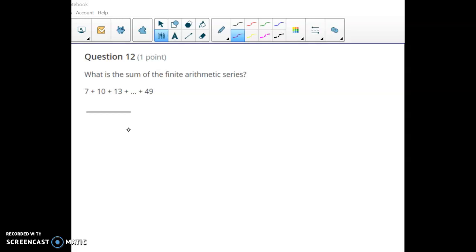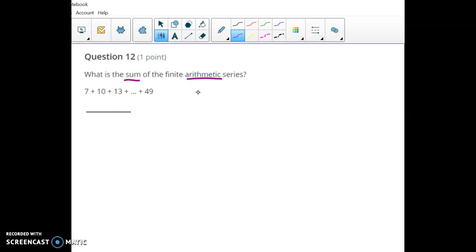Okay, this question is to help students with number 12 from the quiz, and we have to find the sum of the finite arithmetic series. So basically, we have to add all these terms up. All right, and one of the tricks is you have to know all the different formulas.